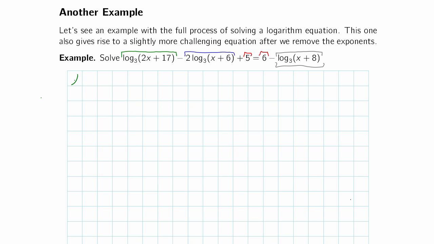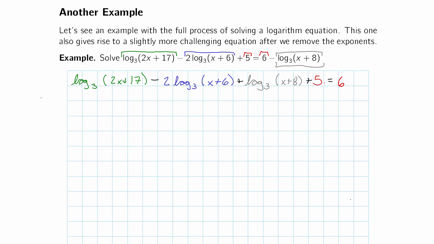So the left-hand side will have the log base 3 of 2x plus 17 minus 2 times the log base 3 of x plus 6 plus the log base 3 of x plus 8. And then we'll still have a plus 5, and the right-hand side, that equals 6.